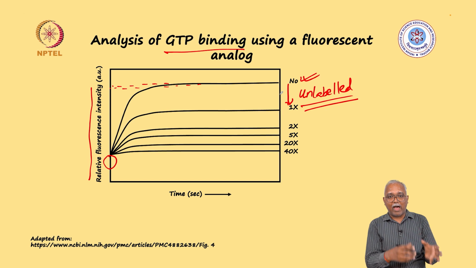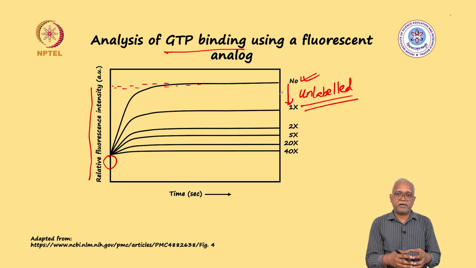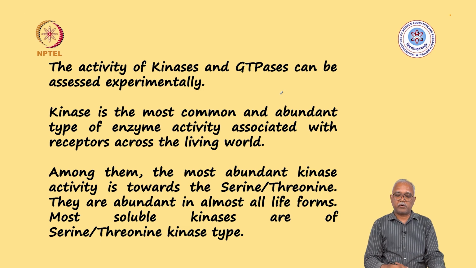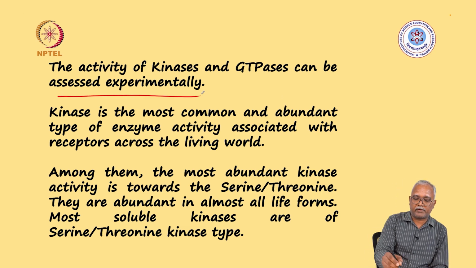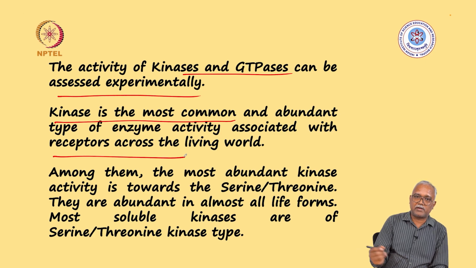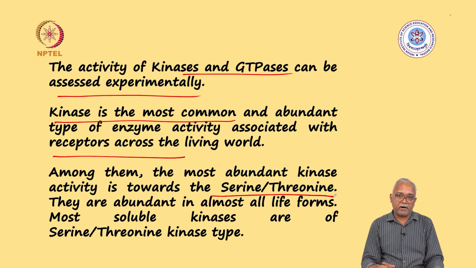So basically you have different ways to measure the ATPase or kinase activity. Similarly, you have similar ways to measure and assess the GTPase activity. Now let's see how we move and make sure that these things are working perfectly fine. We have already understood that kinase is the most common enzymatic activity in all receptors as well as free molecules in the living world. Among them, the kinase activity towards serine threonine is the most abundant.